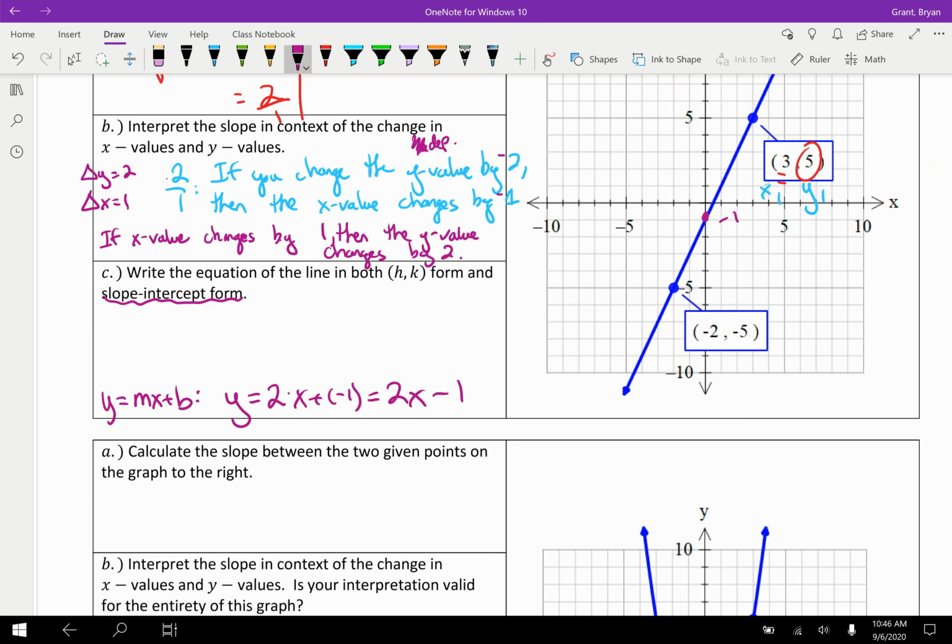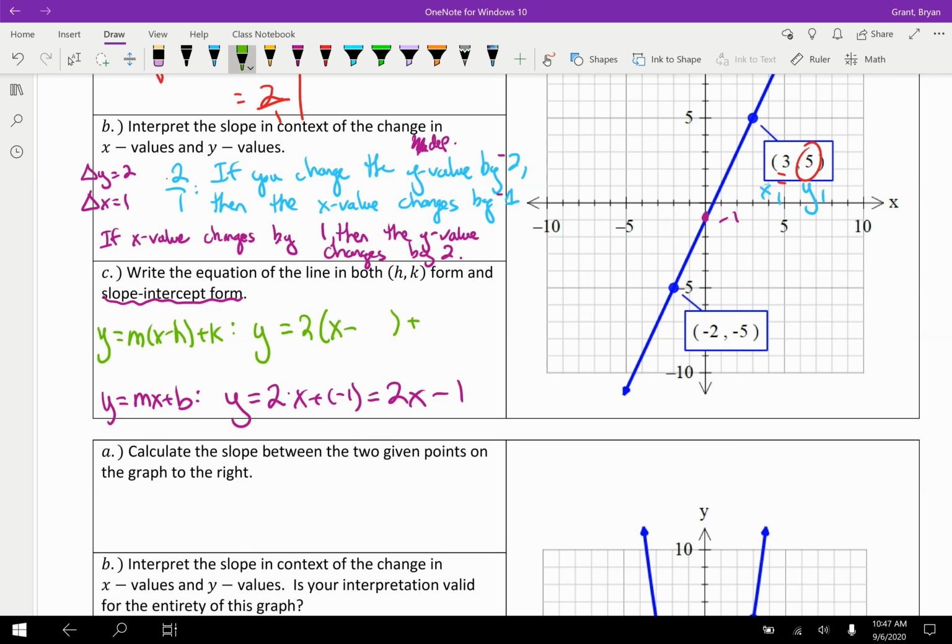Easy peasy. Of course, there is also our HK form, and at first glance, HK form is going to seem a lot more complicated than our mx plus b. However, HK form actually simplifies the line writing process, even though it's longer. So our slope again is 2. X minus, we're going to have a gap, and then our k, we're also going to have a gap.